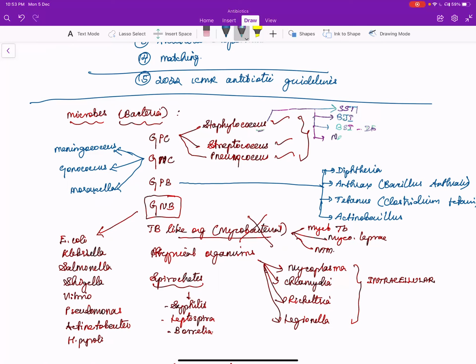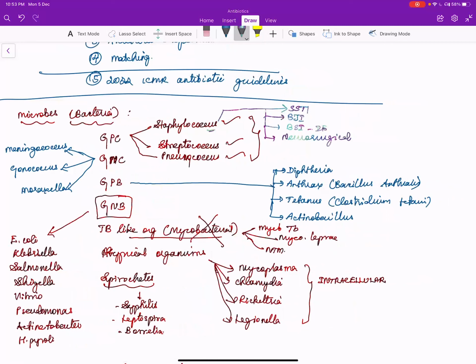Any post-surgical infection, that is neurosurgical. If there's a neurosurgical meningitis, or a shunt is inserted, it could be due to Staphylococcus. So anything involving the skin, bone and joint, or anything which pierces the skin is going to involve Staphylococcus. So why is Staphylococcus considered very, very important?